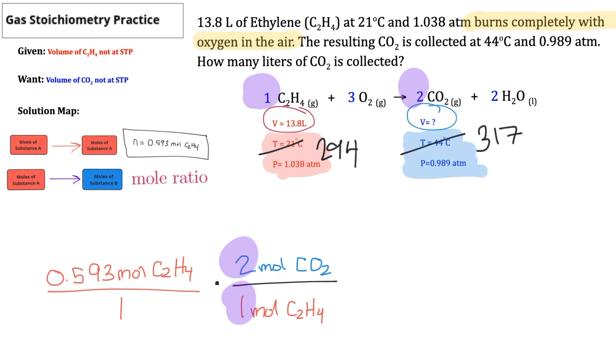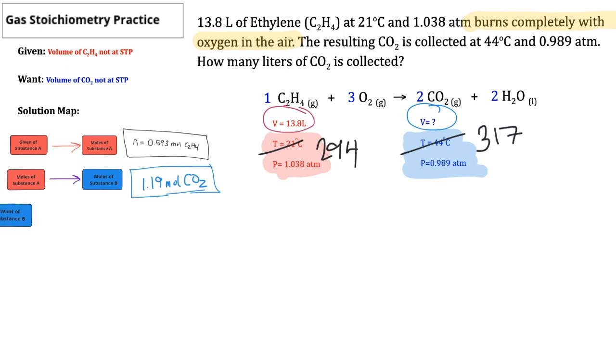And just like all dimensional analysis, since we have mole of C2H4 on the top, that cancels out with the mole of C2H4 down on the bottom, and that leaves us with our answer of 1.19 mole of CO2. And now that we have moles of CO2, we can find out what we want, which is the liters of CO2. But since it's not at STP, we're not going to be able to use the molar volume. We're going to have to use the ideal gas equation rearranged to solve for volume.